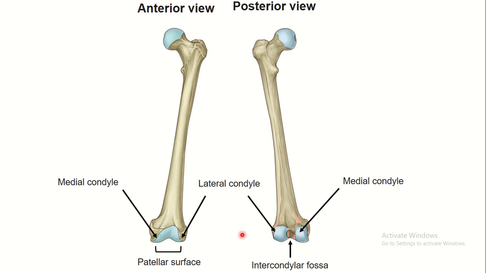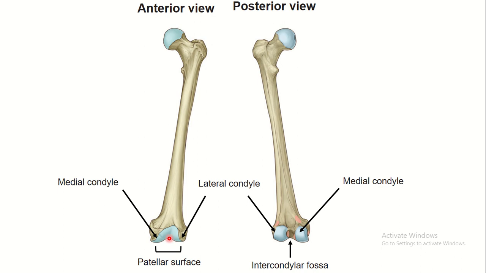The distal end of the femur. It is represented by two large prominent bony prominences called condyles, medial and lateral condyles, which are for articulation with the similar condyles of the tibia, forming the knee joint. Posteriorly, the two condyles are separated by a fossa called intercondylar fossa, and anteriorly the two condyles are in contact with each other, forming a surface called patellar surface for articulation with the patella.